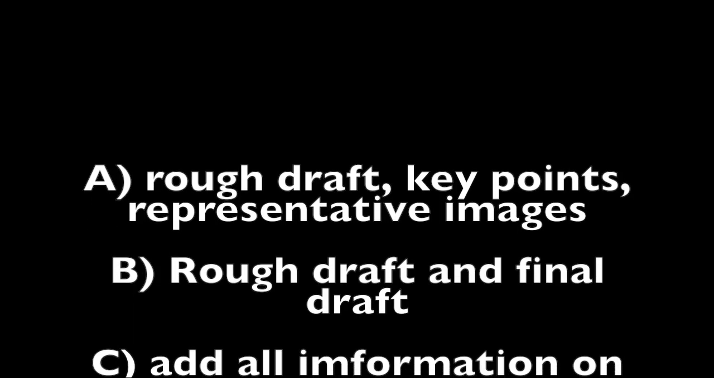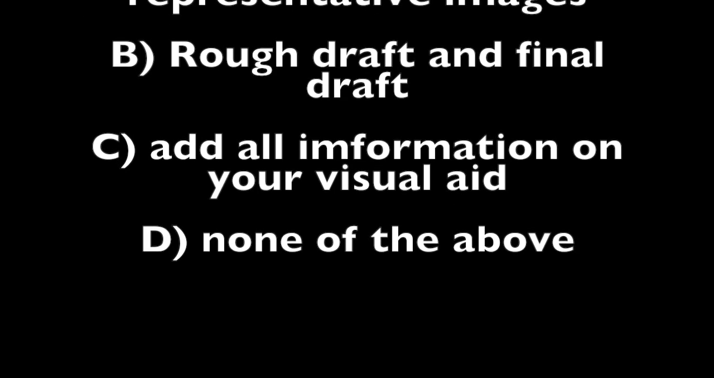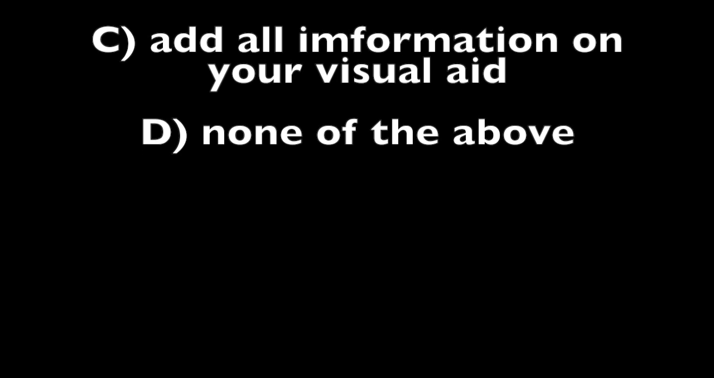How do you make a visual aid? A. Rough draft, key points, representative images. B. Rough draft and final draft. C. All information on your visual aid. D. None of the above.